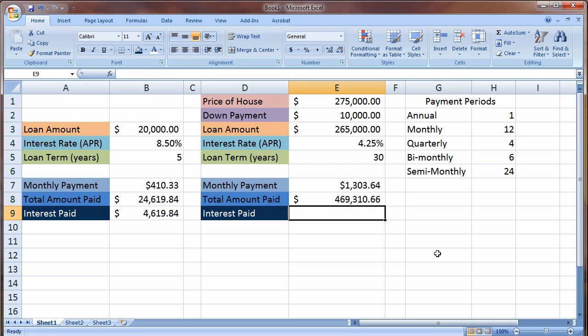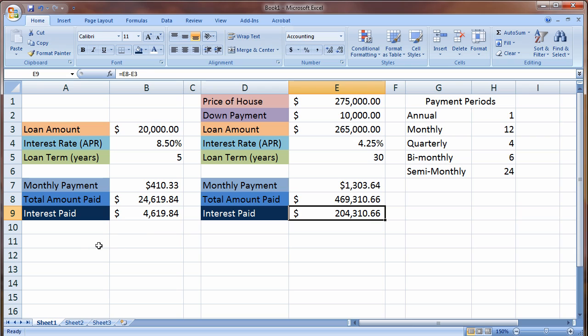Let's figure out how much interest we paid. We'll take the total amount paid minus the loan amount. And as you can see, for this house, the bank is making some pretty good money. They're making $204,000 in interest in loaning me the money for the house.